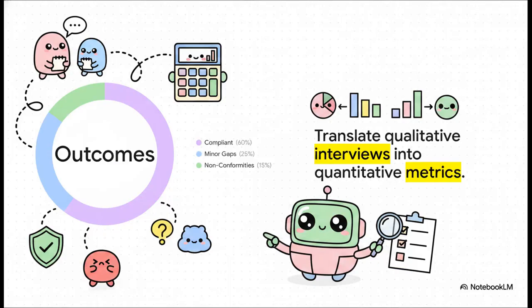Ultimately, all these rich qualitative interviews are going to yield concrete quantitative metrics. By meticulously documenting your findings, you give the organization a clear, measurable picture of their AI governance health. You show them exactly where they are compliant, and more importantly, exactly where they need to urgently focus their resources.